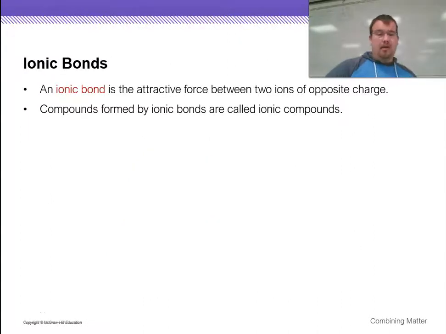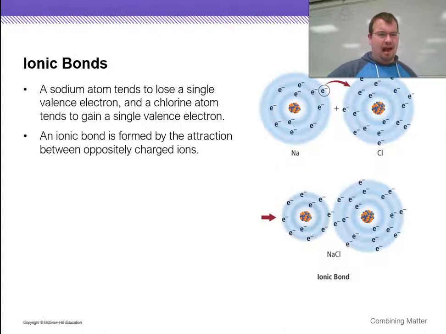An ionic bond is the attractive force between two ions of opposite charge. Compounds formed from ionic bonds are called ionic compounds, and they are formed from two separate types of ions, cations and anions.